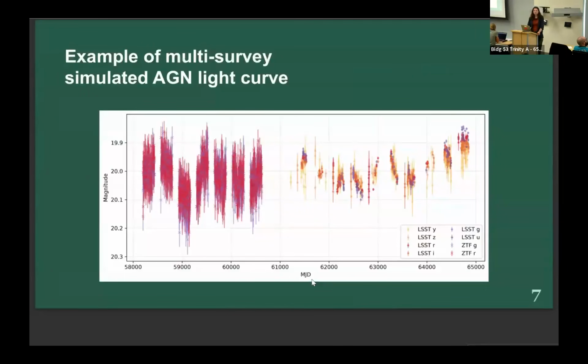This is an example of a multi-survey simulated AGN light curve. This is not a changing look AGN simulation, just the regular one. But we can see from it how much the simulated ZTF data adds to our understanding of this light curve. So this is ranging from 2018-ish to present day-ish, ranging into the future to like 2035, 2036.